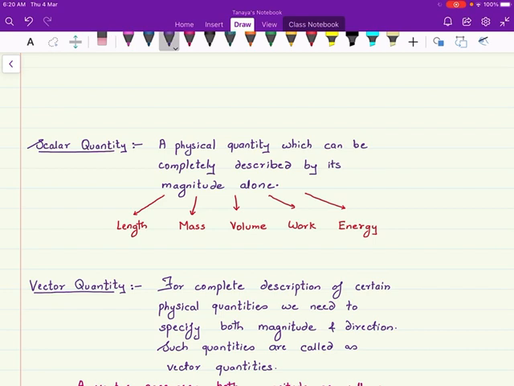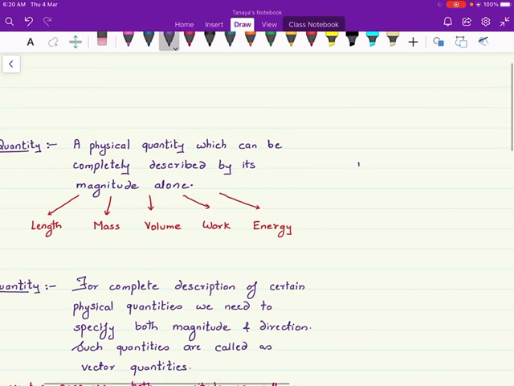Let's see this example. If we have a rod whose length is say 3 centimeter, I move this rod in any direction, or I make it straight, I may change the inclination of the rod, I take it into any direction, its value is not going to change. It will remain 3 centimeter only.